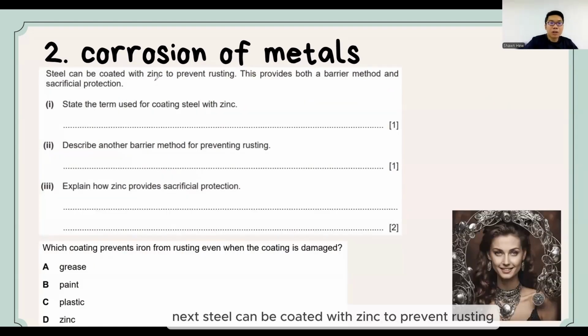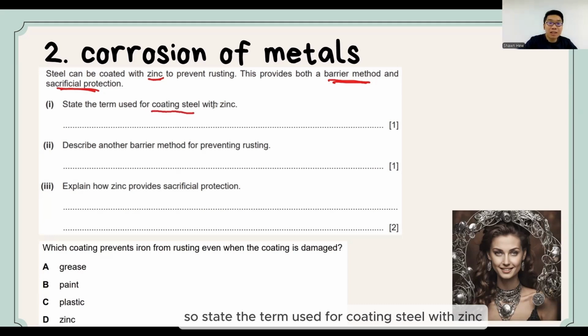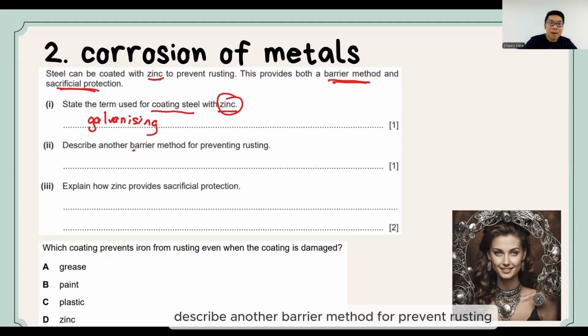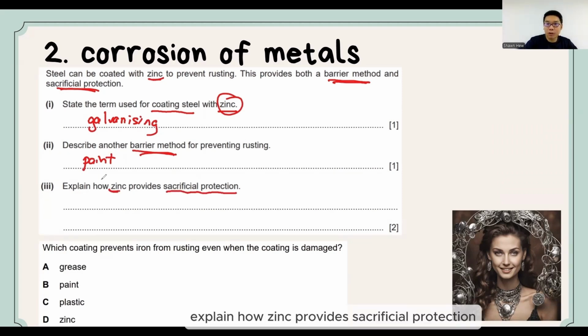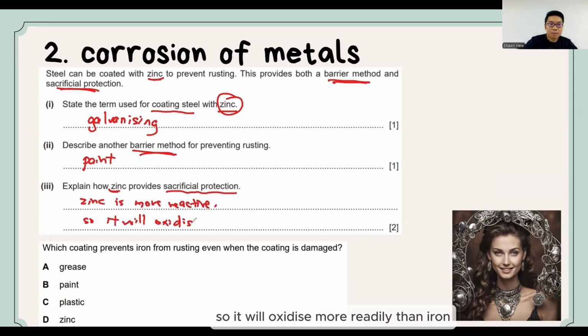Next, steel can be coated with zinc to prevent rusting. This provides both a barrier method if it's fully covered, and sacrificial protection because zinc is more reactive. State the term used for coating steel with zinc: galvanizing. Next, describe another barrier method to prevent rusting. We can paint it or we can coat it with plastic. Explain how zinc provides sacrificial protection. Zinc is more reactive, so it will oxidize more readily than iron.